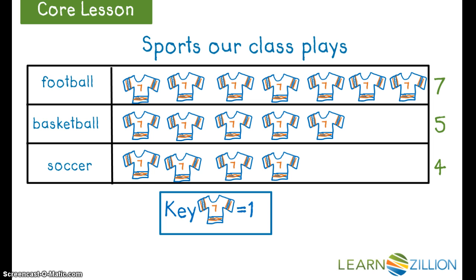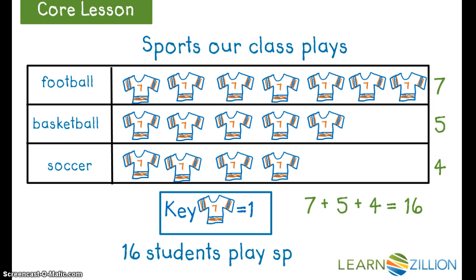Remember, my question is how many students play sports? I'm not asking for a specific sport, I'm asking for any sport. So what I can do is just add those 3 numbers together. In doing so, I discover that 7 plus 5 plus 4 equals 16. 16 students play sports.